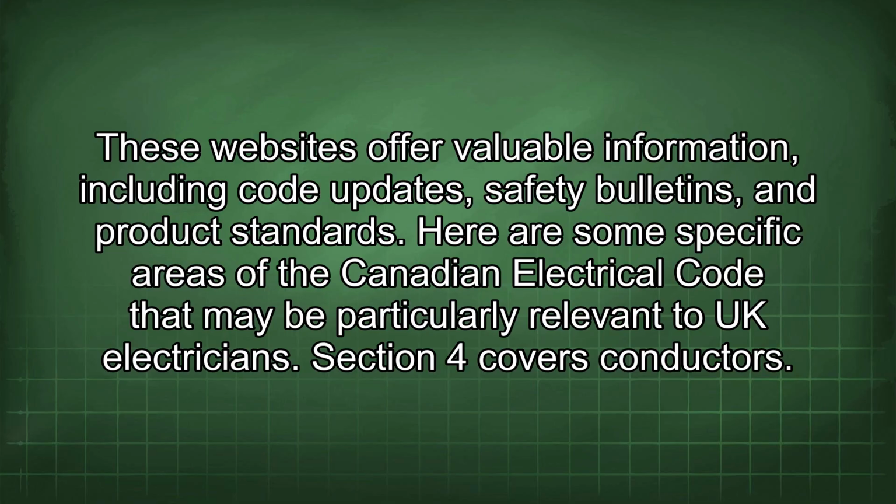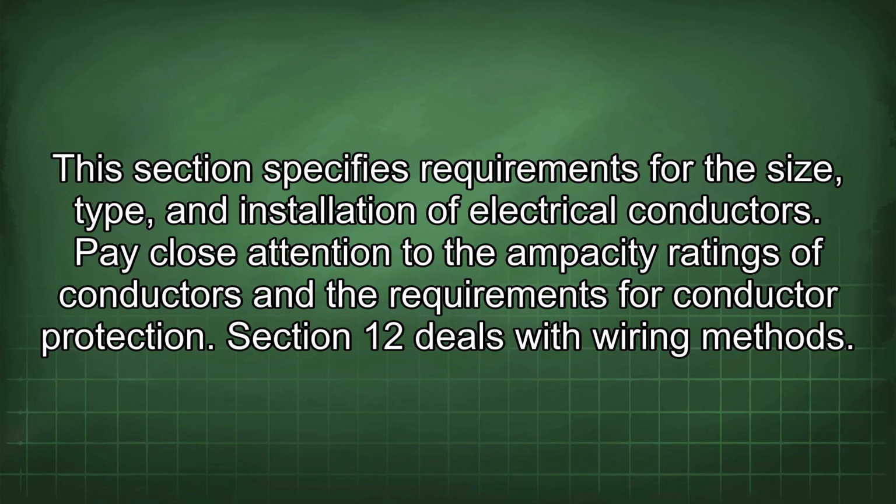Here are some specific areas of the Canadian Electrical Code that may be particularly relevant to UK electricians. Section 4 covers conductors. This section specifies requirements for the size, type, and installation of electrical conductors. Pay close attention to the ampacity ratings of conductors and their requirements for conductor protection.